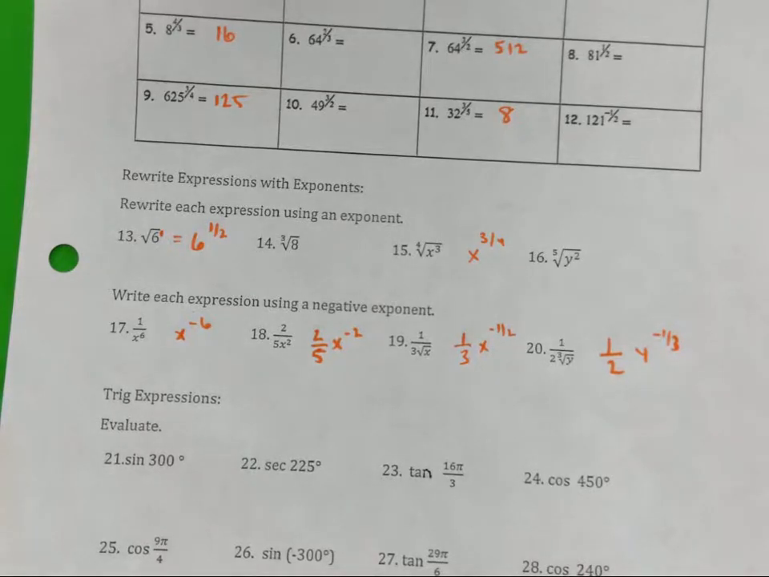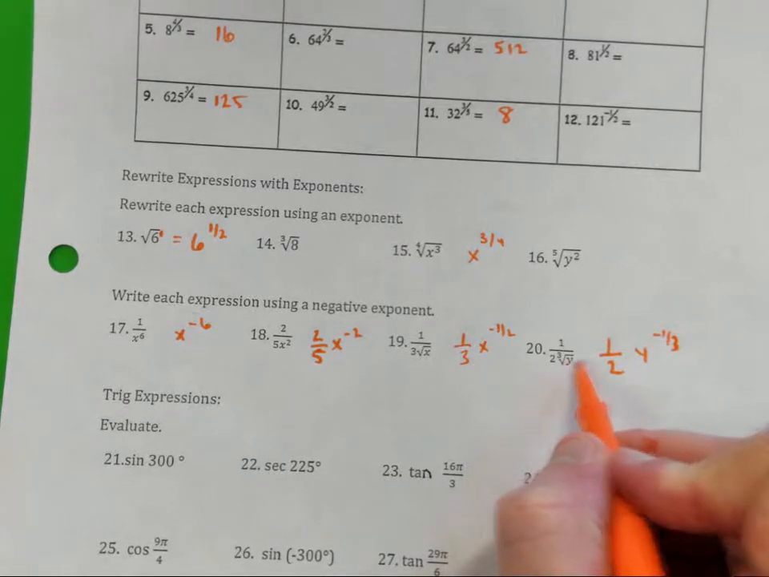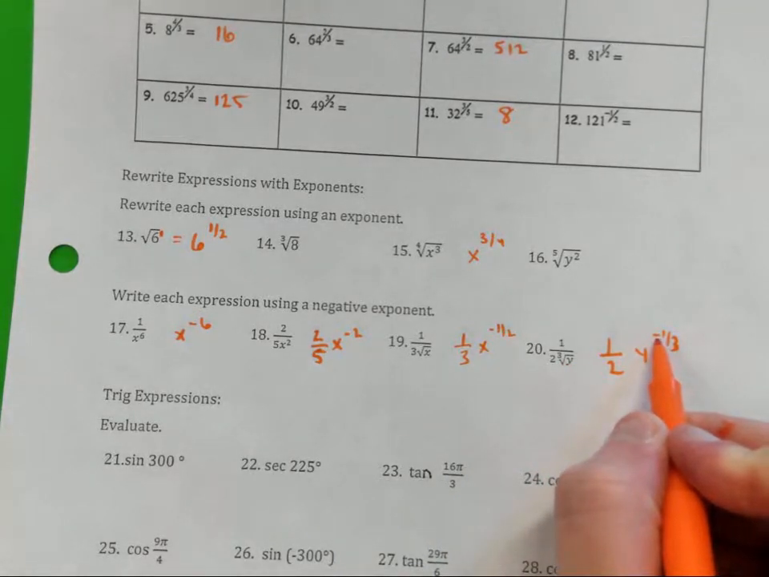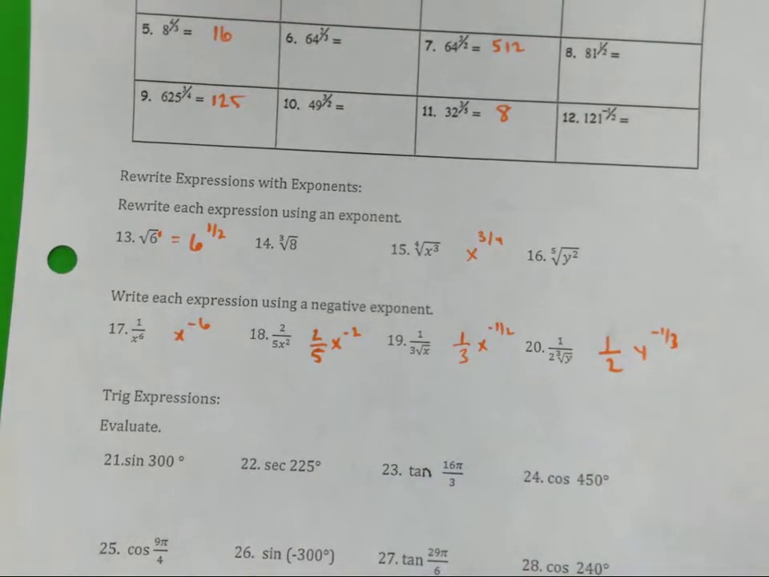Number 20. Why is it negative 1/3? Because it's in the denominator. The radical is in the denominator, so that's why it's negative. No, he's saying why is it? Oh, no, wait. I see. Oh, you got it, Jack?